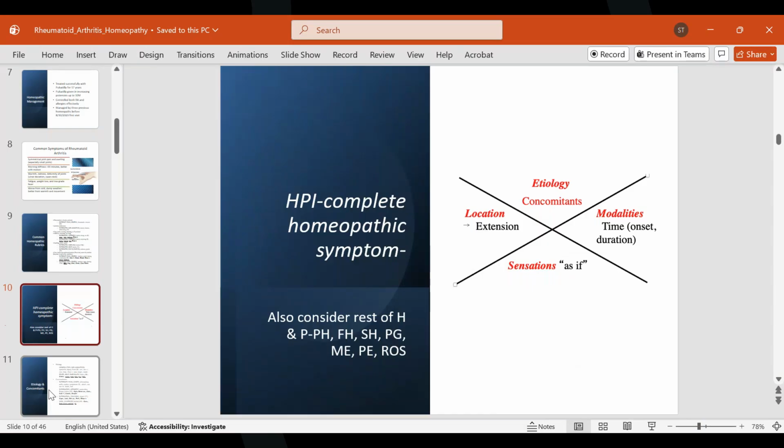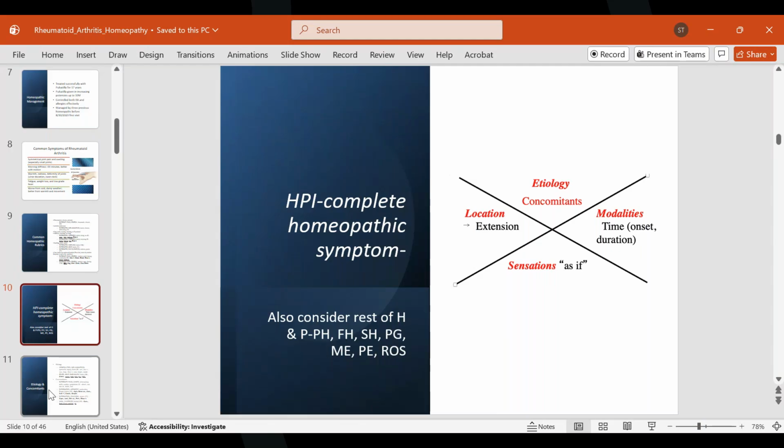For the history of present illness on the arthritis, you want to take a complete symptom. What is a complete symptom? You want to have all these elements. You want the etiology. What caused it? What are the concomitants? What else is coming with it? Are they having sweats with the joint pain? Are they having fevers? Are they having chills? Are they having digestive issues? Modalities. What time is a big modality? And what makes it better? What makes it worse? Sensations, and then location and extension.